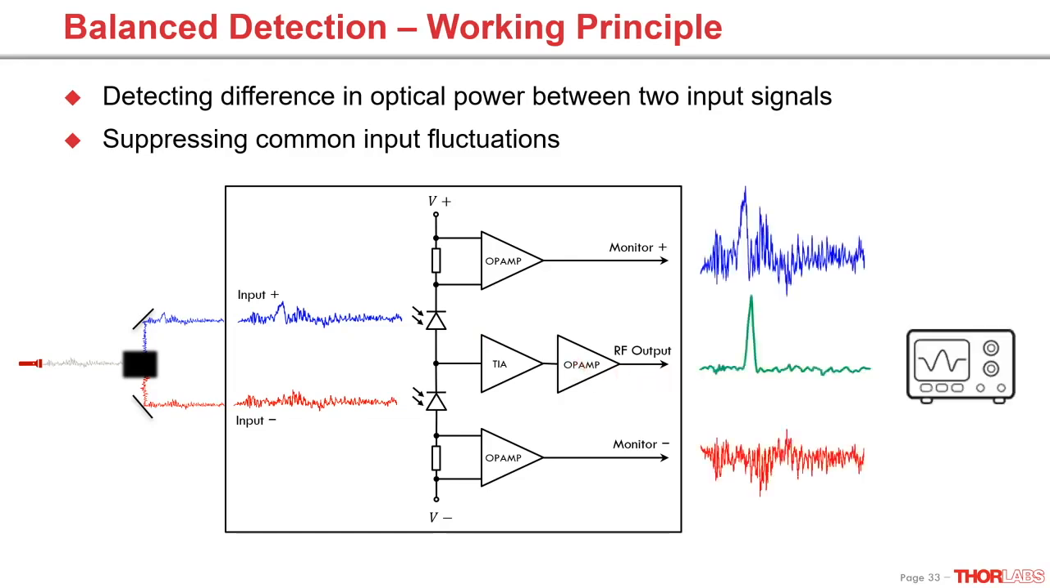Since the noise on both inputs has the same magnitude and shape, it gets eliminated to a large extent, and only the signal gets amplified. The monitor outputs can be used to observe the signals of the individual inputs.